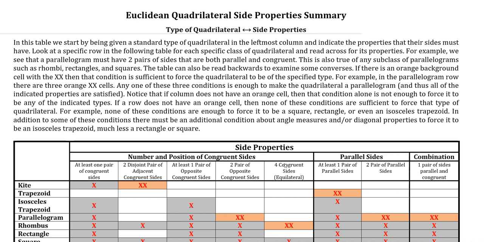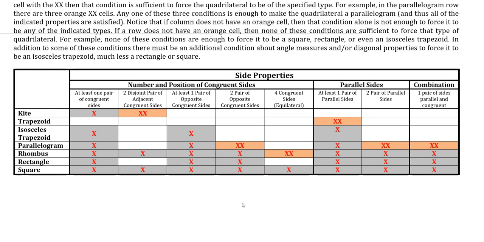Let's take one more look at how we can summarize some of the properties of Euclidean quadrilaterals. And we're going to look at it maybe a little bit different way here. We're going to talk about different standard types of quadrilaterals and look at their side properties in this first table here. So take a look at this table and you'll see that we have on the left column the most standard types of quadrilaterals that we might study: kites, trapezoids, isosceles trapezoids, parallelograms, rhombus, rectangle, and square. Those are the typical ones that are studied in a college geometry course and in a high school geometry course.